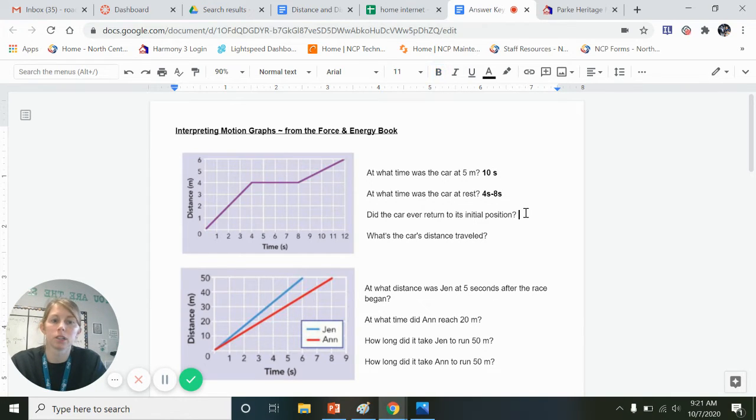Did the car ever return to its original position? As we saw in here, it just went forward, and we don't have any more information. It never goes back to 0. So if this line would go down to 0, then we would say, yes, it did, but it did not. So, no. What was the distance the car traveled?